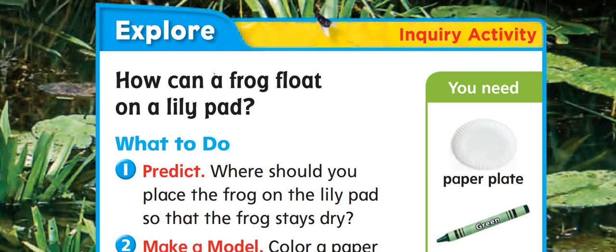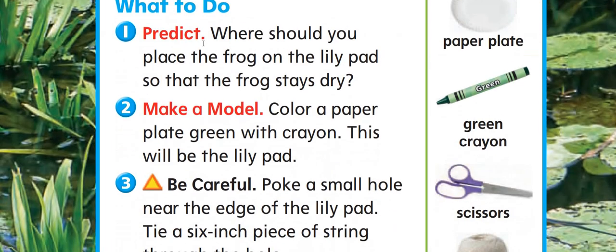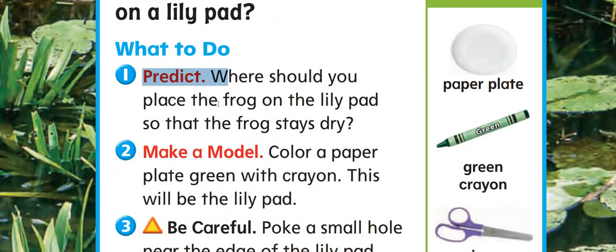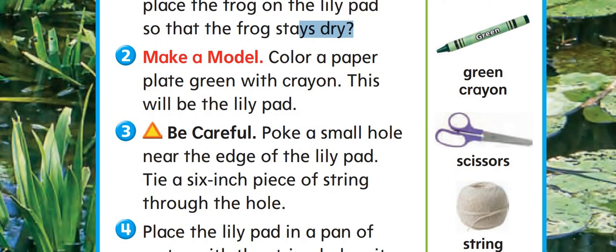Let's see what we are going to do, how we can explore, and how we can find more information about the frog. How can a frog float on a lily pad? First of all, we are going to predict, which means to think what is going to happen. So where should you place the frog on the lily pad so that the frog stays dry? So again, we are going to ask where should we put the frog so it does not get wet. We are going to make a model.